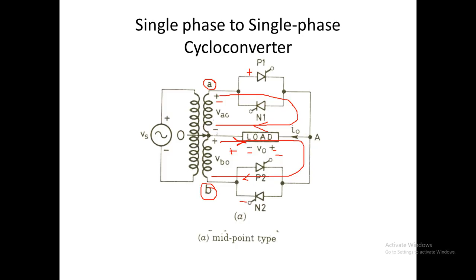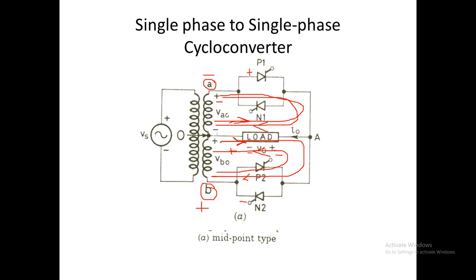Similarly for the negative cycle, A will be negative and B will be positive. For this case, the negative will be applied to the cathode of N1 and the positive will be applied to the anode of P2. For triggering of P2, the current direction will be like this, that is from A to O. And if we trigger N1, the current direction will be like this, the opposite of the previous case.